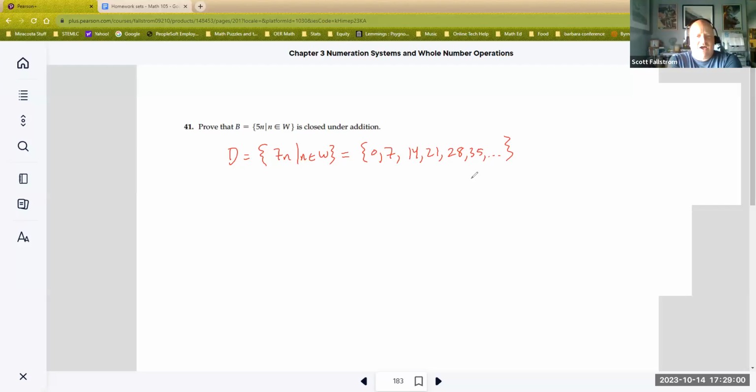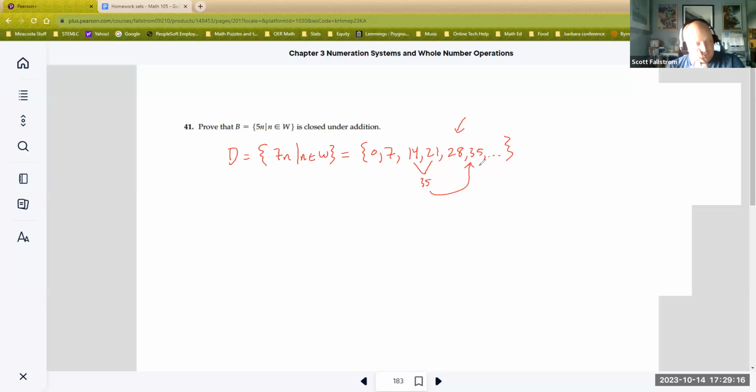So I have a really powerful tool here now. This is an arithmetic sequence. What I want to say is that if I take any 2 objects in here, I'm going to add them. They would give me another object in the set. So as an example, if I grab these 2, 14 plus 21 gives you 35. And guess what?